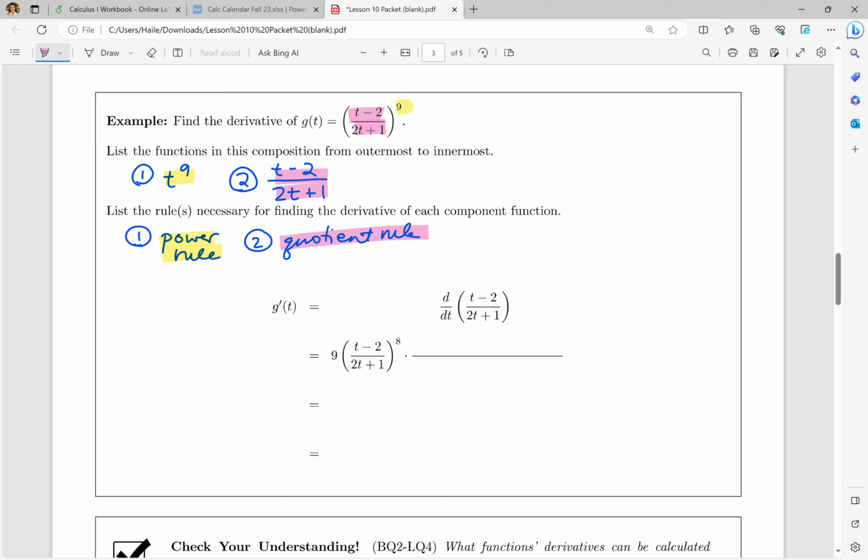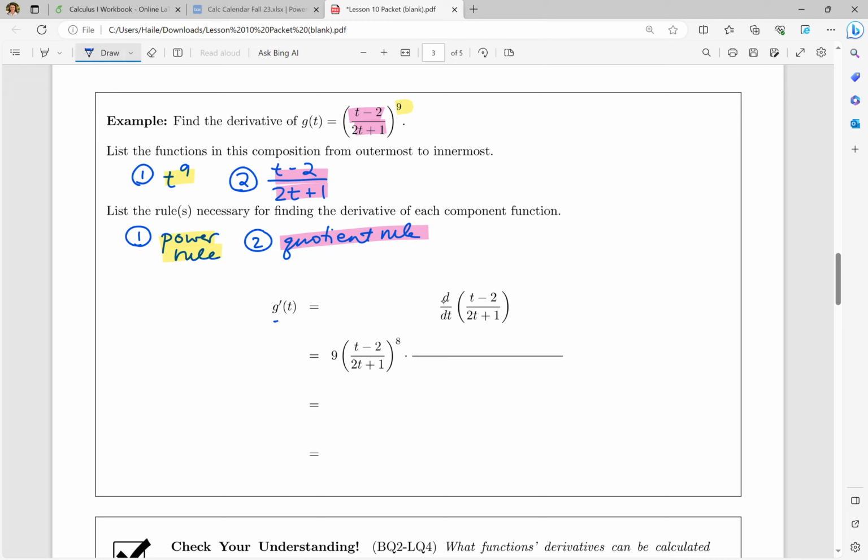Okay, so what this is going to tell us is once we've done the first step of the chain rule, where we've taken care of the t to the 9th, and now it's time to go find the derivative of the quotient, we're going to have to apply quotient rule in order to find that derivative. Okay, so this is where these problems get pretty complicated. Okay, so let's dive in.